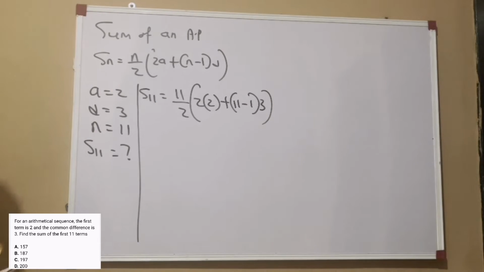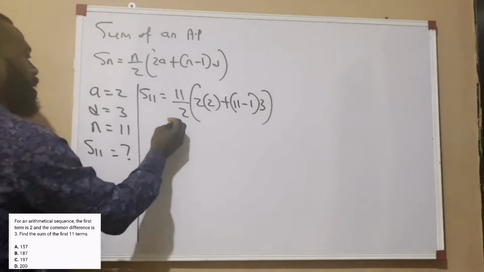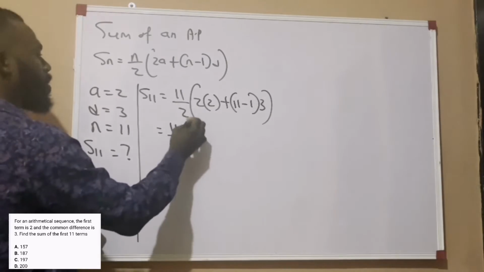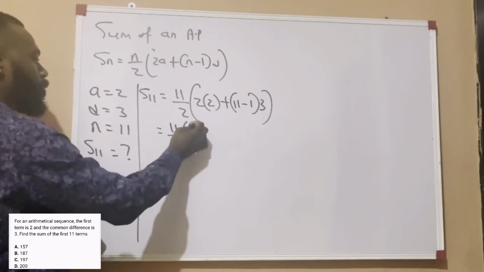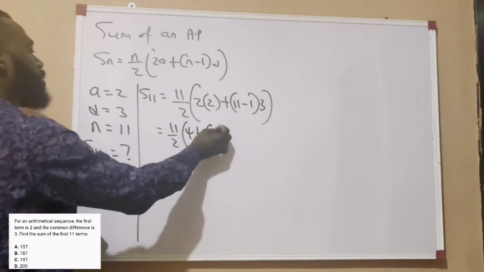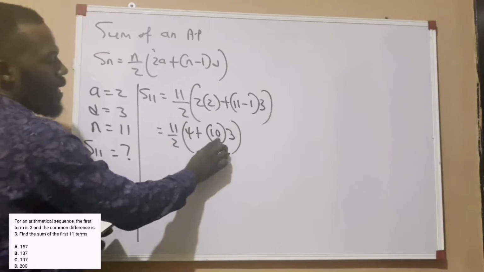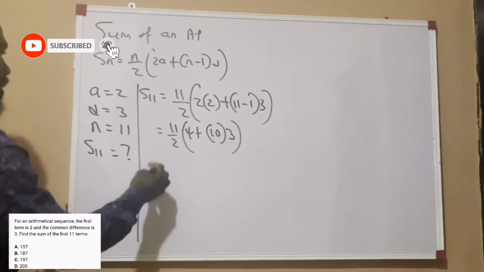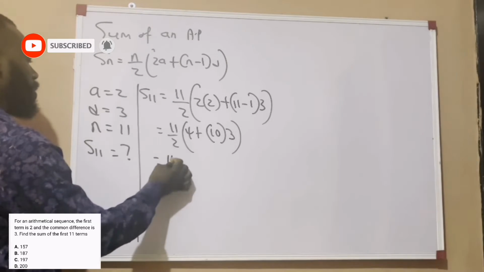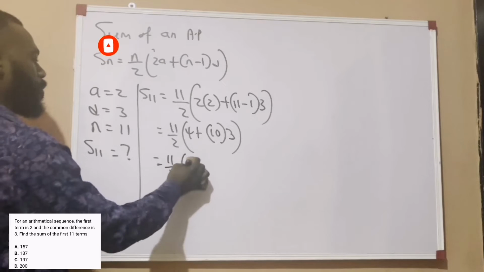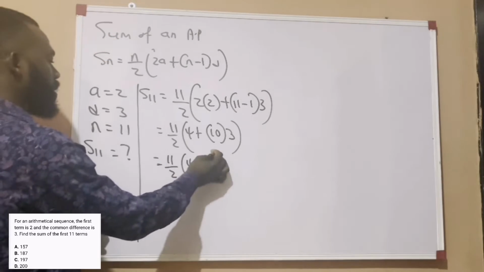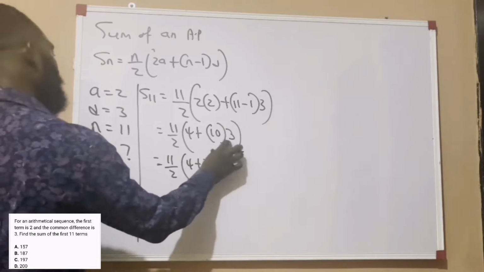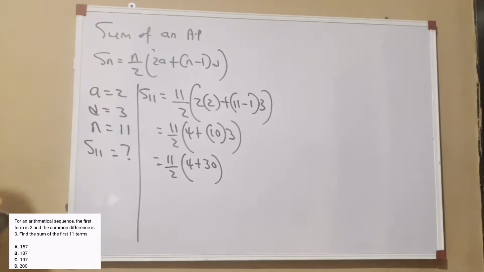Alright, now again we proceed. We have this 11 over 2 into the bracket of 2 multiplied by 2 gives us 4, and we have 10 brackets 3. Now how did I get 10? 11 minus 1 gives us 10. Now next we have 11 over 2 into the bracket of 4 plus 30. And how did I come about 30? 10 multiplied by 3 gives us 30.